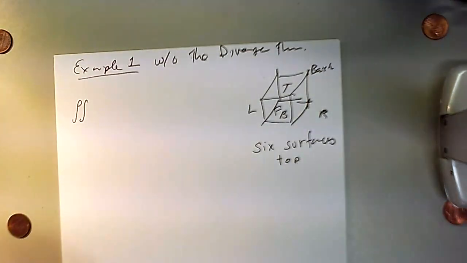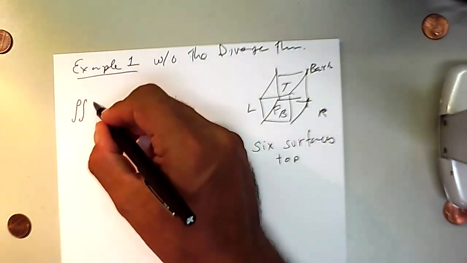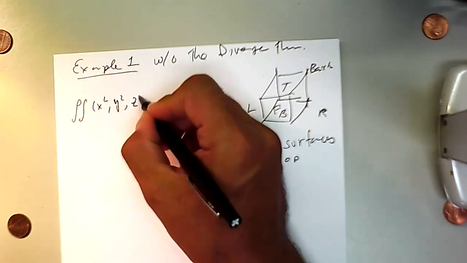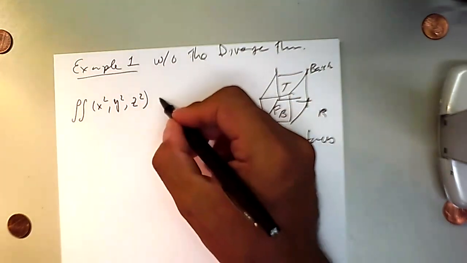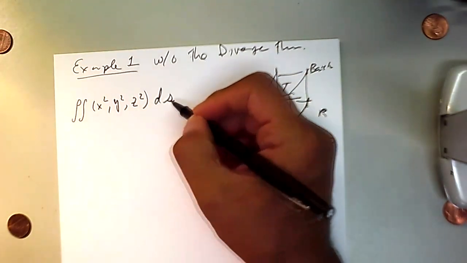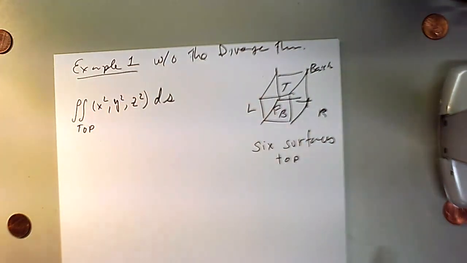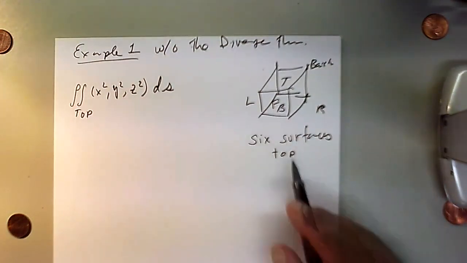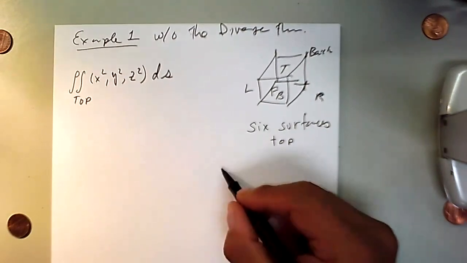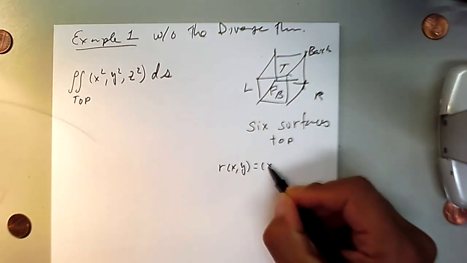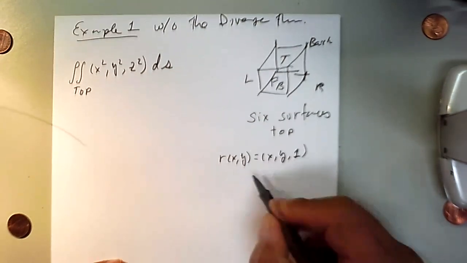so without applying the divergence theorem, we're going to do the double integral of x squared, y squared, z squared, the surface double integral over the top. I'm just going to call it top. All right, so we need to parameterize the top. The parameterization of the top is pretty straightforward: x, y, 1.